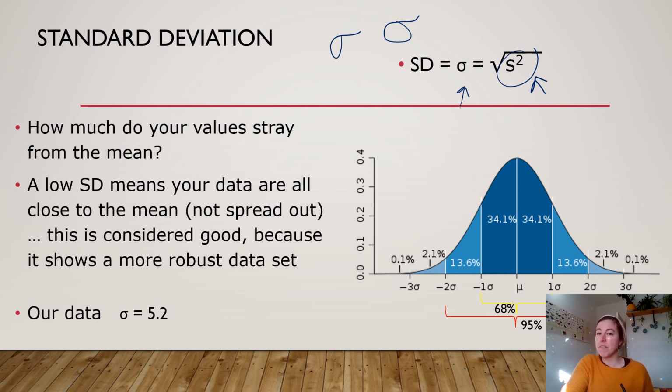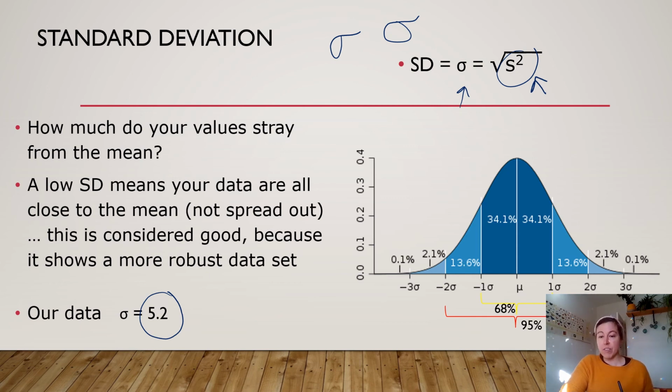This is why when we're finding variance, we're not square rooting, we're finding S², because if we square root it, then we get the standard deviation. So for our example, when we square root our variance, we got 5.2. That's our standard deviation. Standard deviation tells you how far those values stray from the mean, because that's what the variance is telling you.